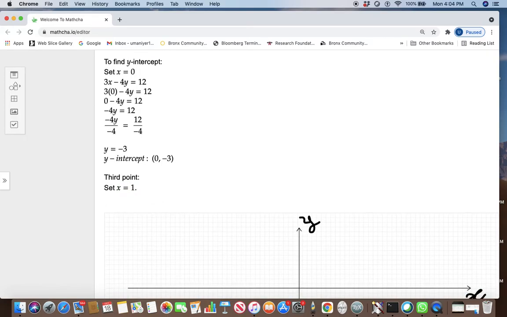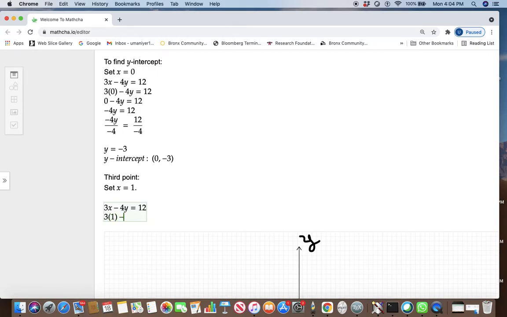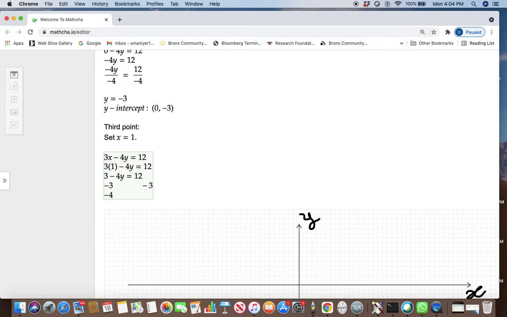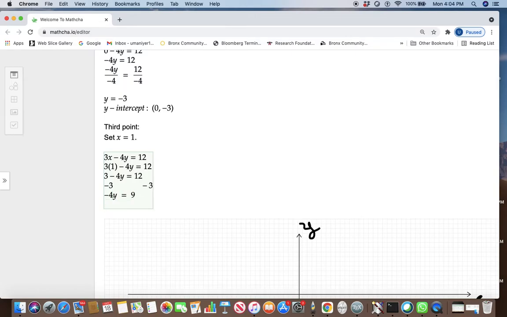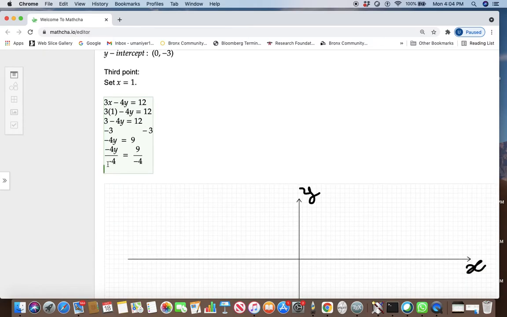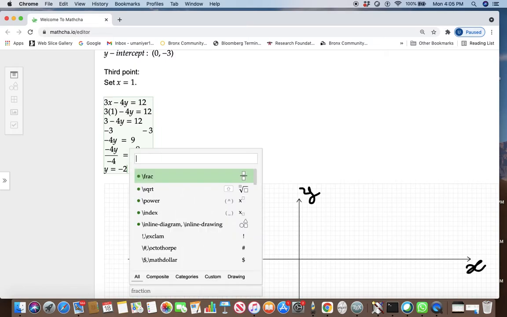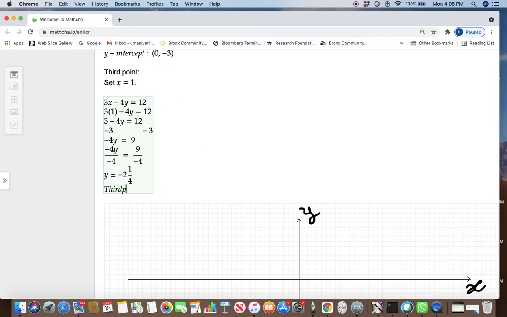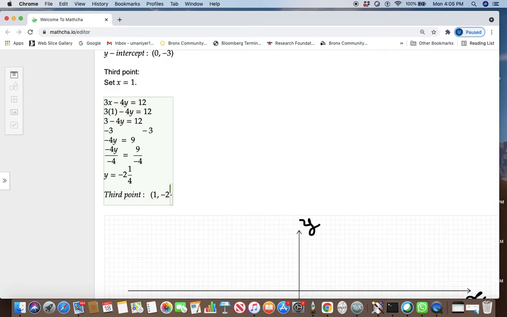Set x equals 1. In your original equation, 3 times 1 minus 4y is 12. 3 minus 4y is 12. Subtract 3 from both sides. You get negative 4y equals 12 minus 3, that's 9. Divide both sides by negative 4. This gives us y equals positive over negative, which is negative 9 over 4, which is 2 and a quarter. Alright, so this gives you a third point: x coordinate 1, y coordinate negative 2 and 1 quarter.